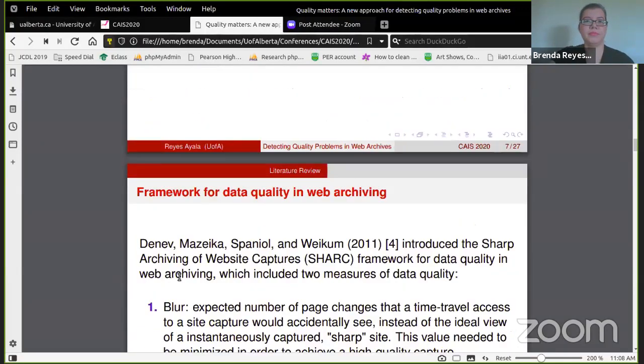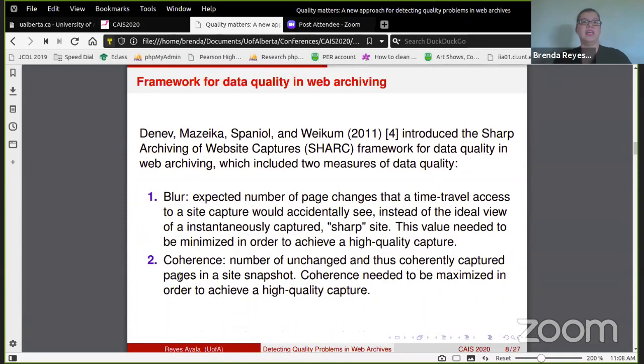In 2011, Denev, Mazeika, Spaniol, and Weikum introduced the sharp archiving of website captures, and they introduced two measures of data quality, blur and coherence. Blur is the expected number of page changes that a time-travel access for a site capture would accidentally see. And coherence is the number of unchanged pages in those coherently captured pages in a site snapshot. So coherence needed to be maximized in order to achieve a high quality capture.